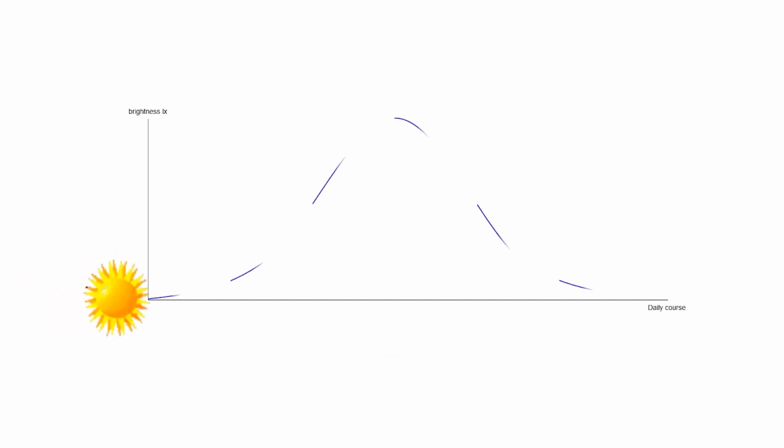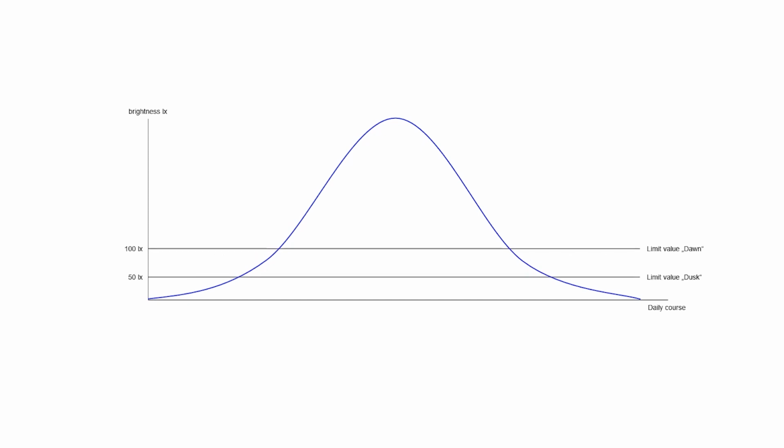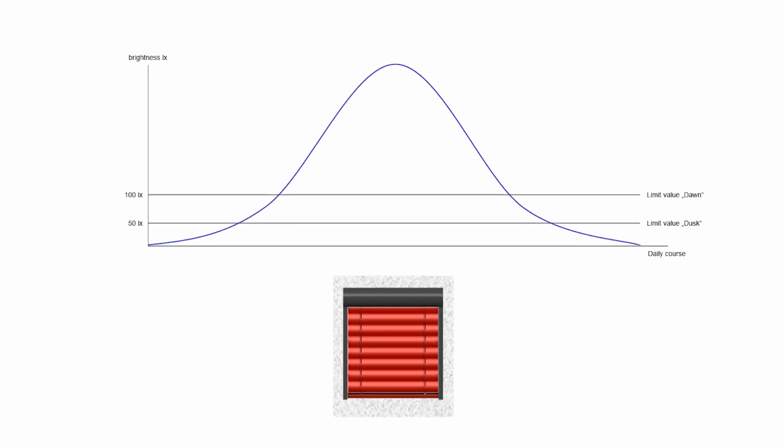To better understand how this function works, imagine a graph showing the time of day on the x-axis and the brightness on the y-axis. The progression of daylight produces a brightness curve on this graph. In our control systems, we insert two limit values into this curve, the dawn limit and the dusk limit. To demonstrate how this works, let's add an external Venetian blind and increase the brightness to the dawn limit.